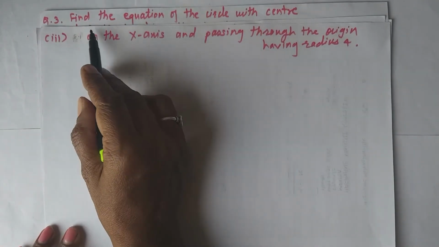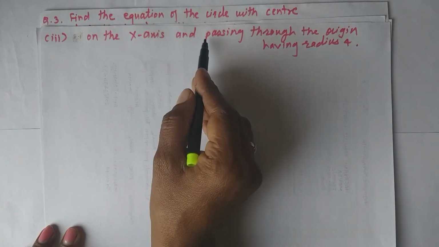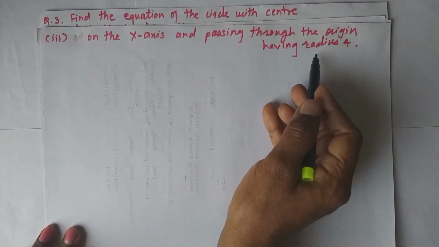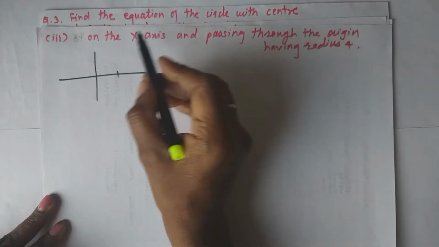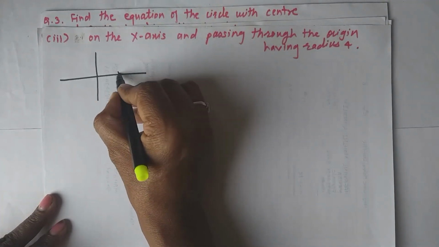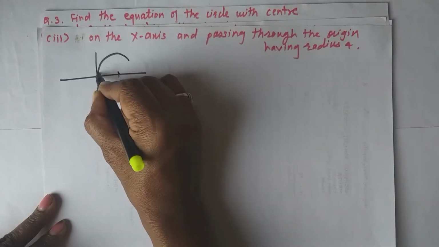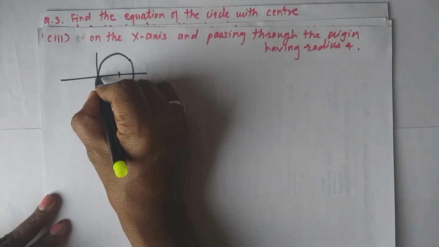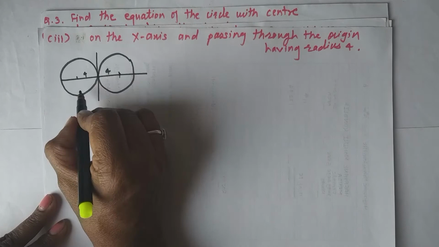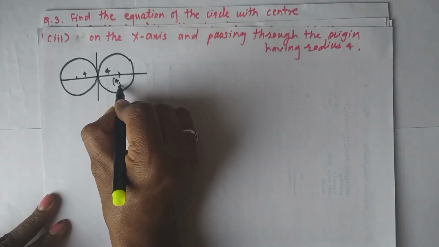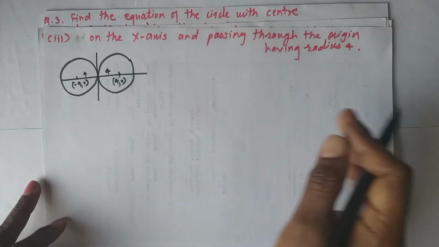What is the third? Find the equation of a circle with center on the x-axis and passing through the origin, having radius 4. See here, the equation of circle. Center is on the x-axis and the circle is passing through the origin. It means the circle is either of this form or of this form. Here radius is 4. Center will be either (4, 0) or (-4, 0). This is the possibility.